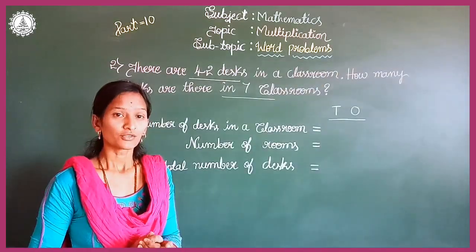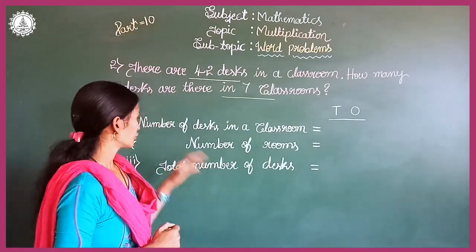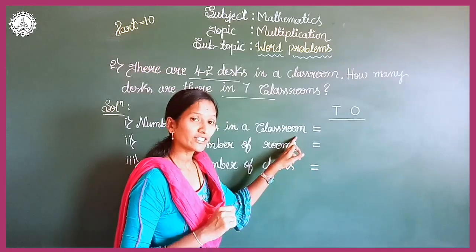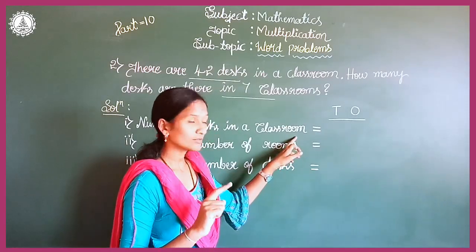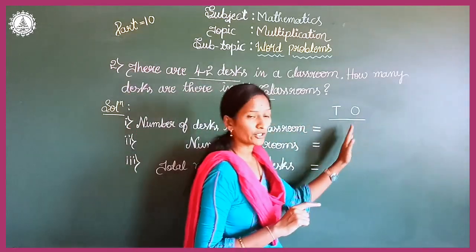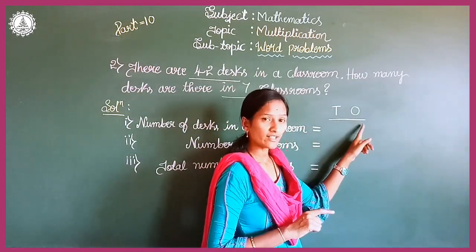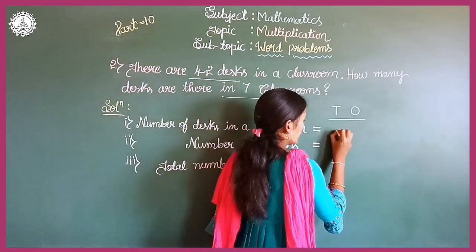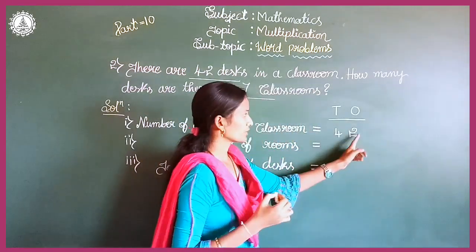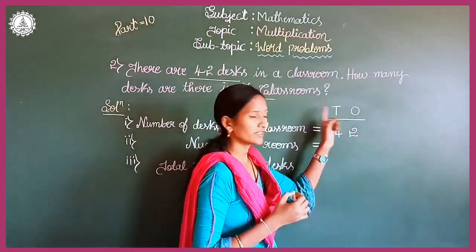So students, which is our first statement? So look here, number of desks in a classroom. How many desks are there in one classroom? That is 42. Right? So write down this 42 in the columns of ones and tens. See here, I am writing 42 because 2 is in ones place and 4 is in tens place.